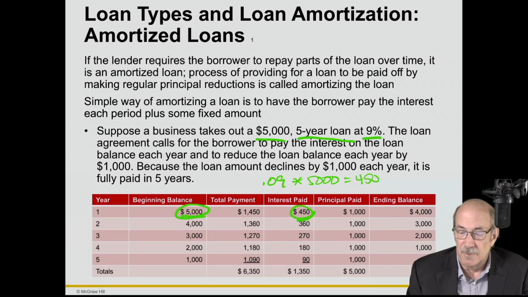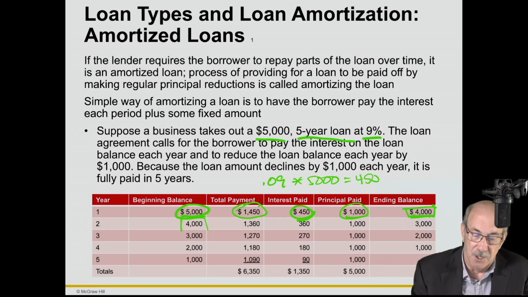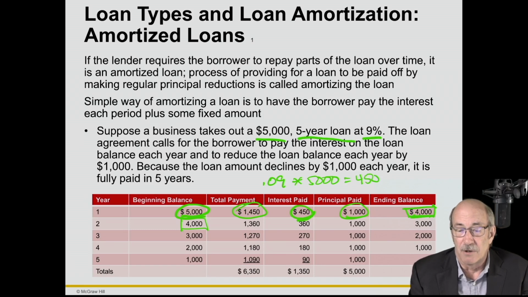And we're going to pay down $1,000 on the principal. So we have a total payment of $1,450. Now, that $1,000 principal repayment reduces the principal for the next period down to $4,000. So now we start the next period with only $4,000 borrowed.